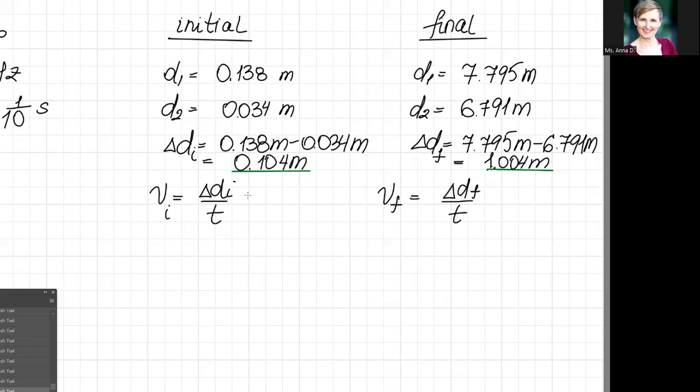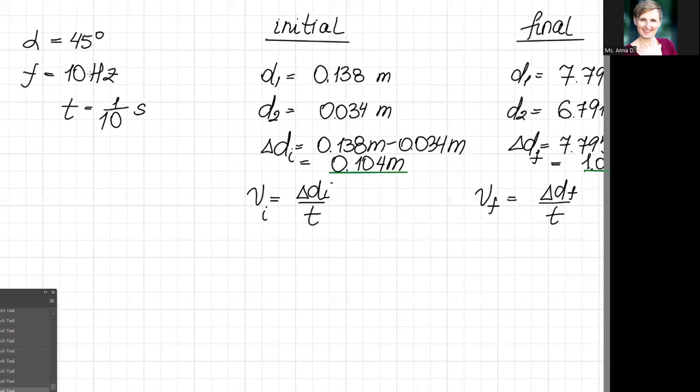We can now find out velocity at the beginning of the journey and velocity, I can't say at the end, but where I chose my final points to be, by dividing these values over time, remembering that our time is tied to the frequency of the ticker timer, and it is 1/10 of a second.